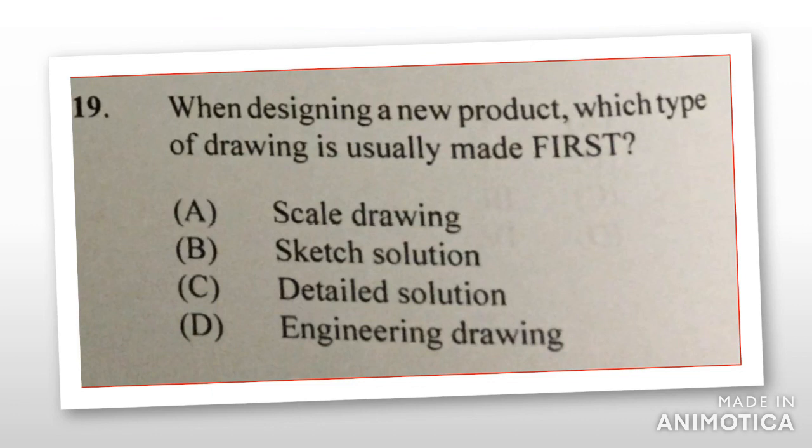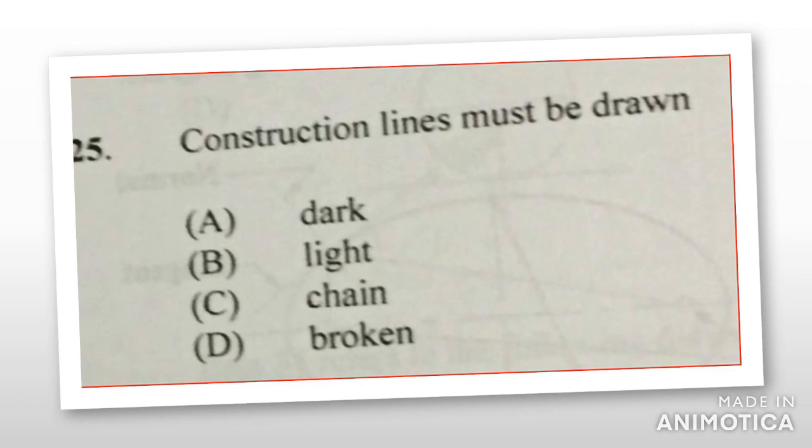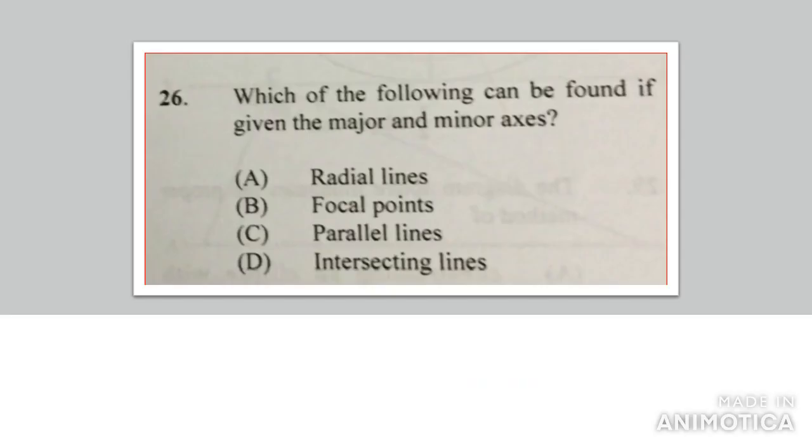Before you make anything, you want to sketch a drawing of the object that you're making, so B, okay? Construction lines must be drawn lightly before you use your object line or your finish lines, which should be dark, okay? Which of the following can be found if given the major and minor axis? And that would give you your focal point, okay? So if you want to make an ellipse and you want to find your focal points, you need to find the major and the minor axis, okay?